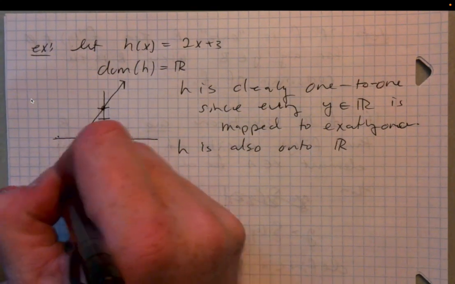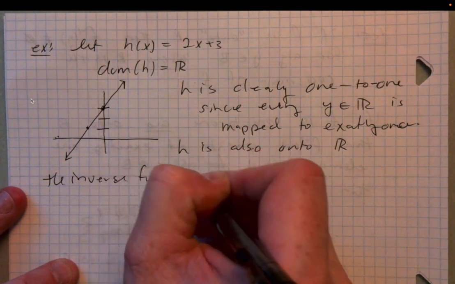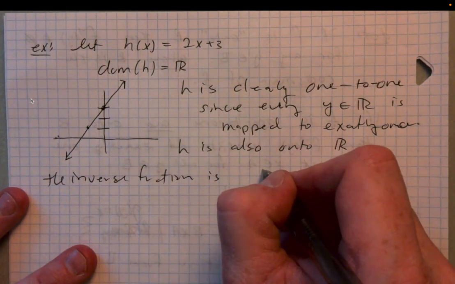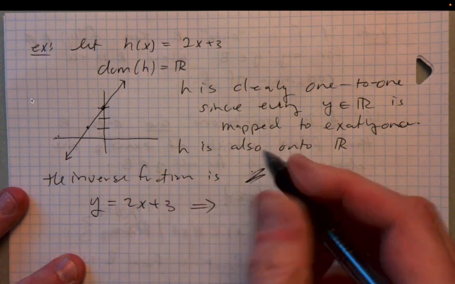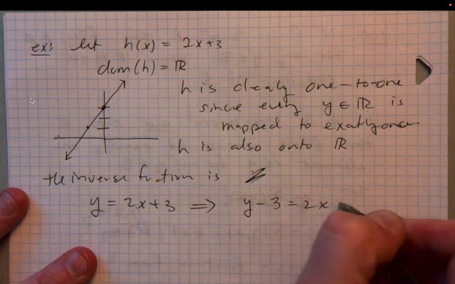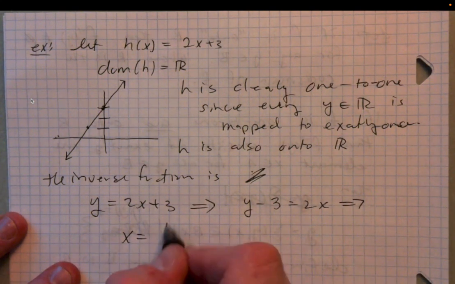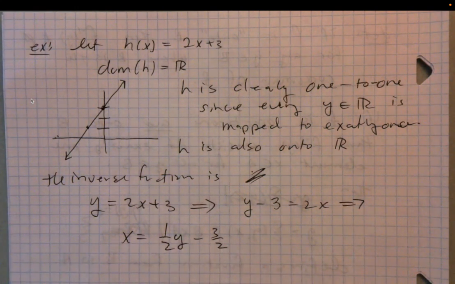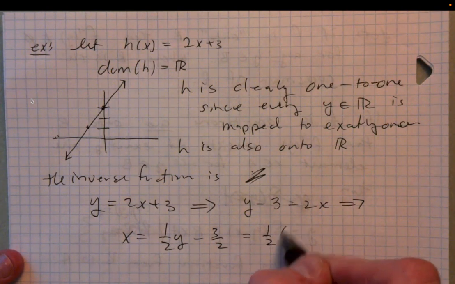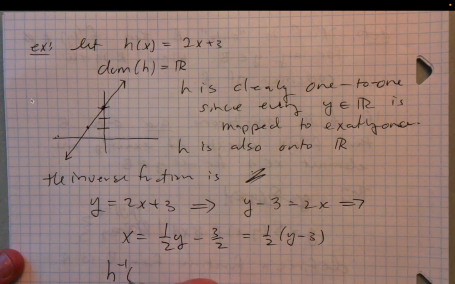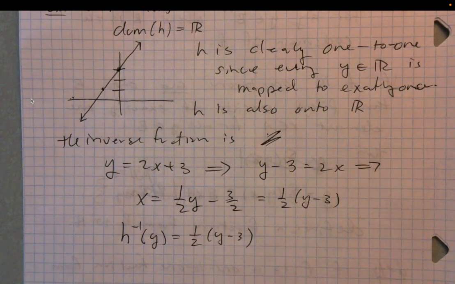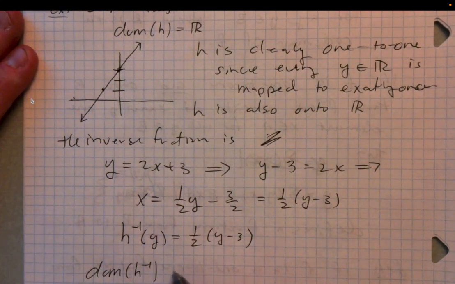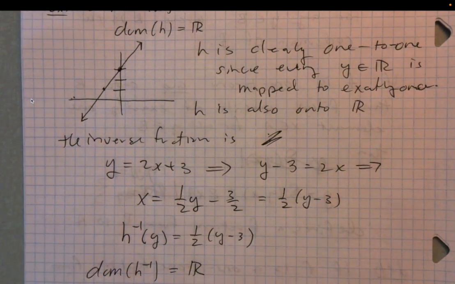And so what is the inverse function? We can think of it like this. You can derive it. y equals 2x plus 3 implies that y minus 3 equals 2x implies that x equals 1 half y minus 3 halves. Right? You can write that like 1 half times y minus 3. So h inverse of y is equal to 1 half y minus 3. Okay, that's the inverse function. And so again, here we would say that the domain of h inverse is the real numbers.